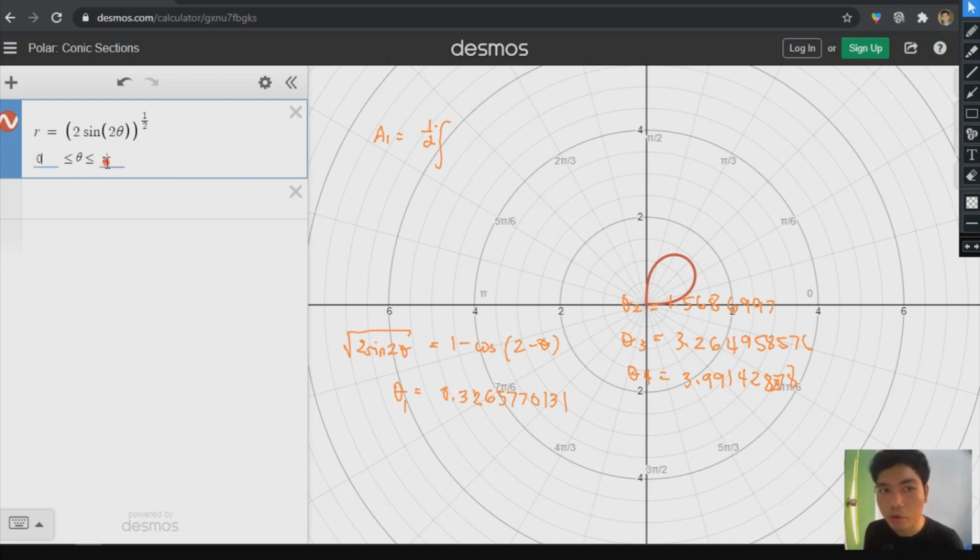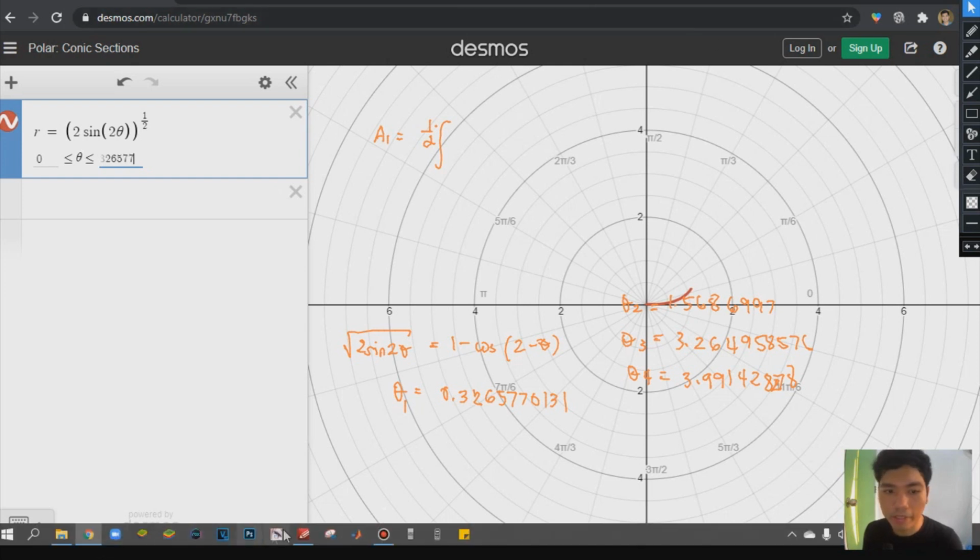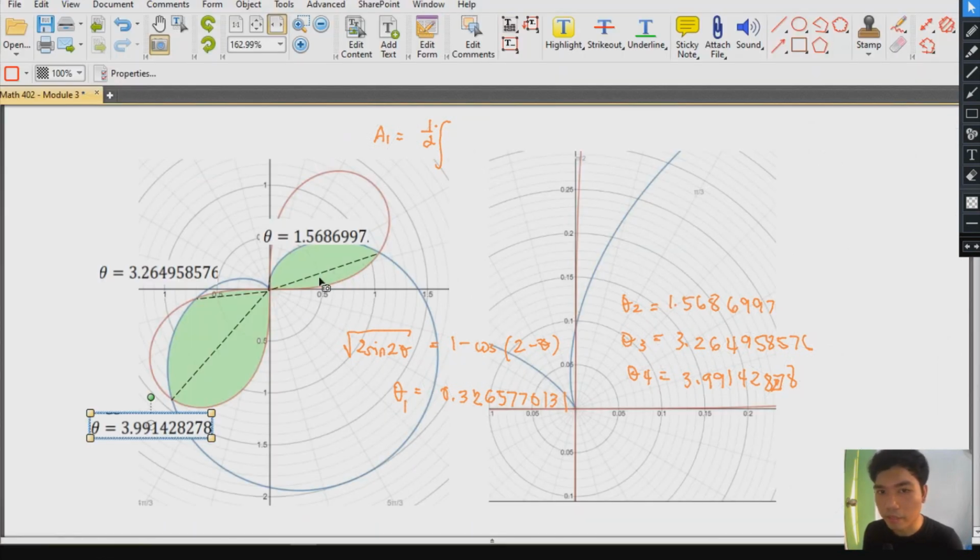So, from 0 going to, ano ba yung isang value natin? 0.326577. So, yun yun. Kung mapansin nyo, ito yung portion na yan, which is pag bumalik tayo dun sa figure, at this is that certain portion. Okay, so with this, the area 1 is from 0 to 0.3265, ganyan. And then, you can use yung ating equation, that's r squared. So, hindi nyo kailangang tanggalin nyo lang yung radical sign, and then yun na yun.